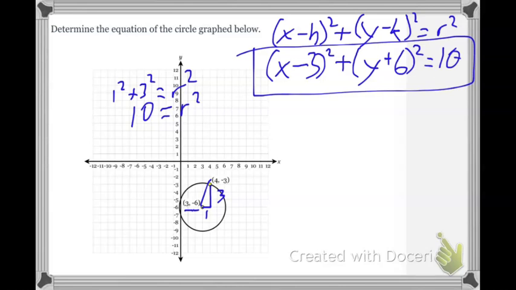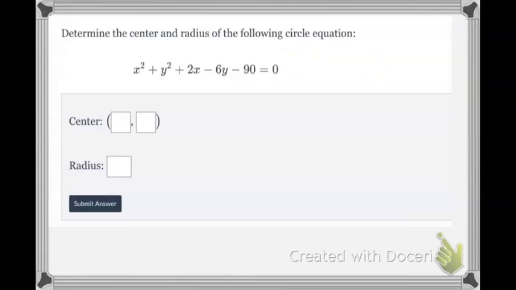All right, now let's look at one more example, and this one is a bit more complicated. So here it wants us to determine the center and the radius of the circle. But notice this does not look like the way we want it to look, does it? This does not look like that equation of (x - h)² + (y - k)² = r². That is not what this looks like. We're going to have to do some rearranging. And what we're going to use is a process called completing the square, which hopefully you remember from Algebra 1. If not, we'll go over it again.